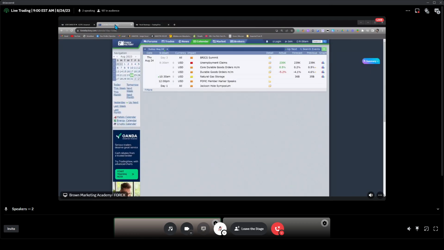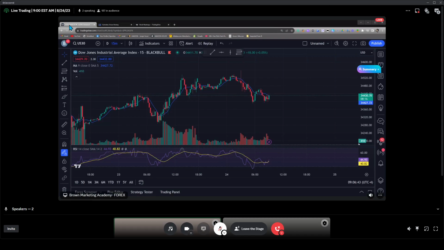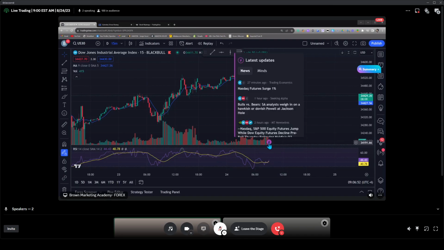All right, so we've done Forex Factory, we're bullish, heat map, bullish. Now we're going to find the news on TradingView. And what that means is we're going to click this little symbol here, and that's going to give us all the recent news that affects US 30. So here we have the first one. NASDAQ futures surge 1%. Surge means goes up. Okay?